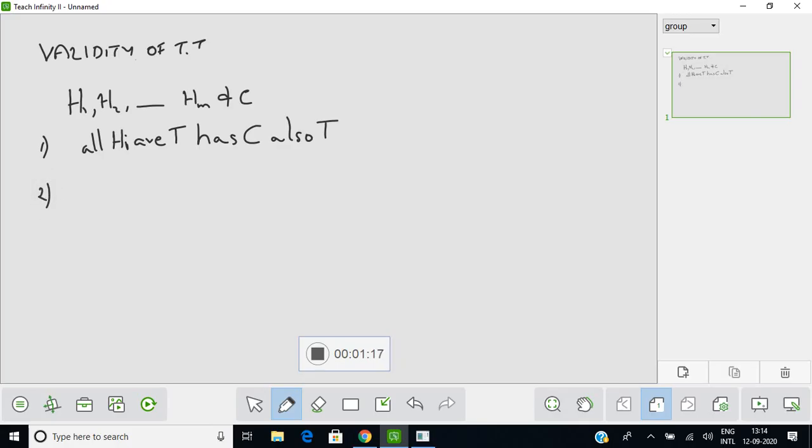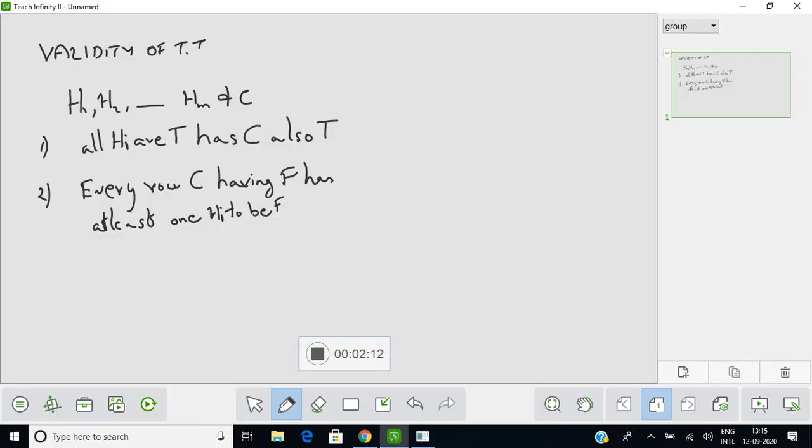So what is the second choice? If every row of C having false has at least one Hi to be false, then we say that it is a valid conclusion.